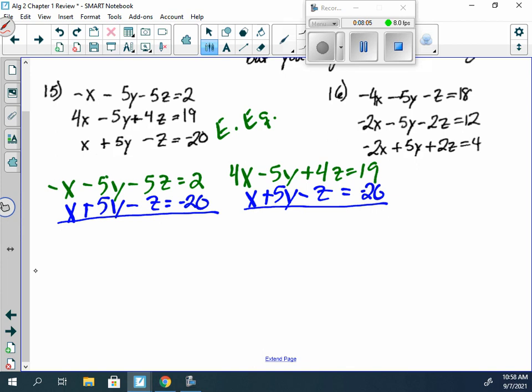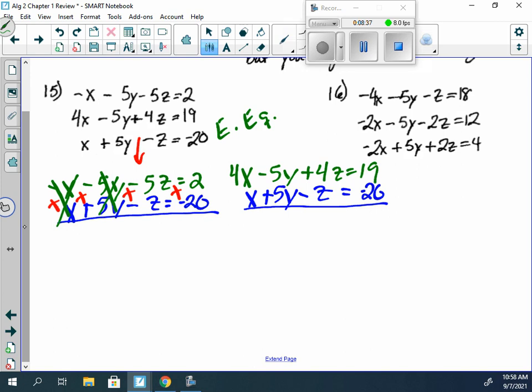So we're wanting to eliminate y. Looking at the one on the left, we have negative 5y and positive 5y. Would we add or subtract? We would add because the signs are opposite. Negative x plus x is 0. Negative 5y plus 5y is 0.